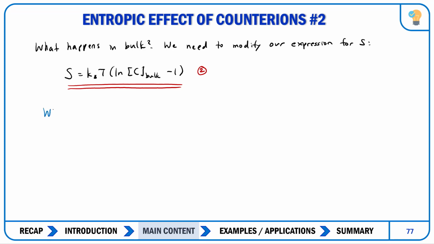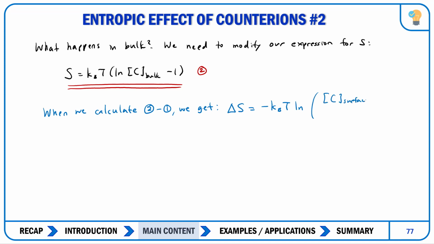And when we calculate 2 minus 1, we get delta S being equal to negative kBT ln of surface concentration divided by the bulk concentration.